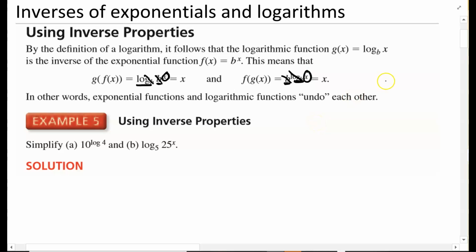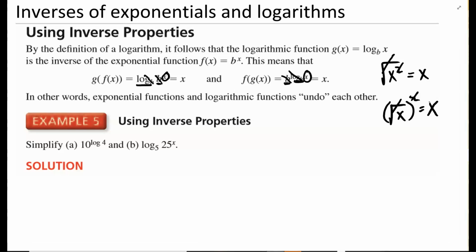So very similar to when we have a square root and we have an x squared. What effect does the square root have on the square? It cancels it. And vice versa, if we have a square root with an x underneath it and we square it, what effect does the square have on the x? It cancels it. We looked a couple weeks ago at inverses of quadratics, and we saw the inverse was a square root function, and the inverse of a square root function was a partial quadratic.